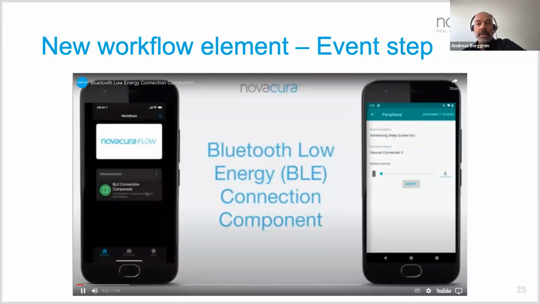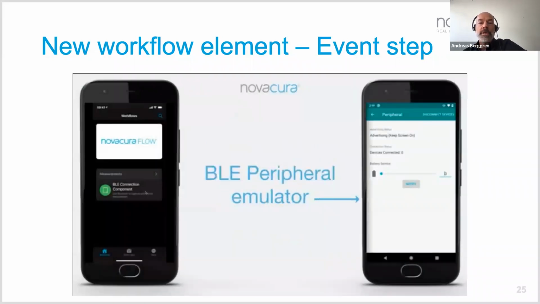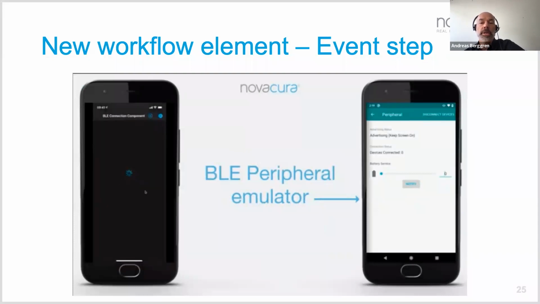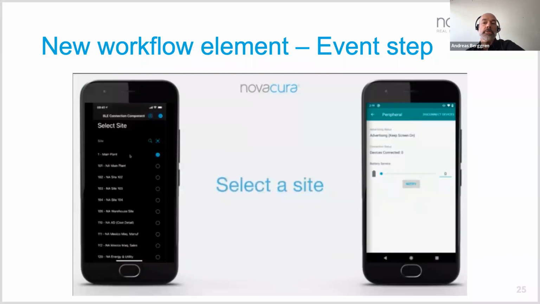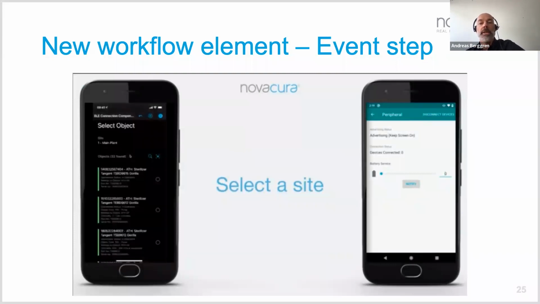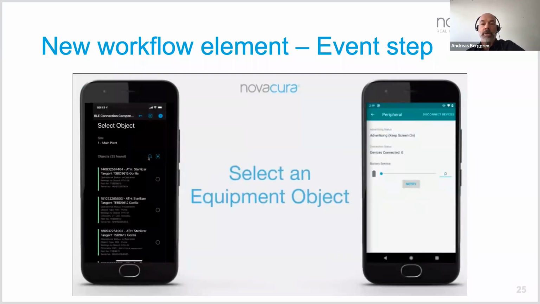And just a small video. So this video shows the Bluetooth communication between two phones. One of them acts as a Bluetooth peripheral and notifies the Flow app running on the other device.